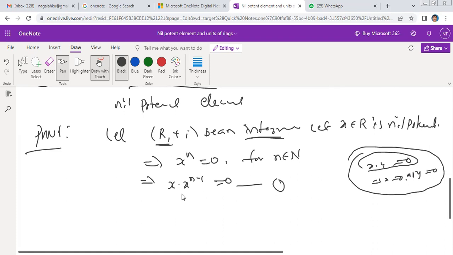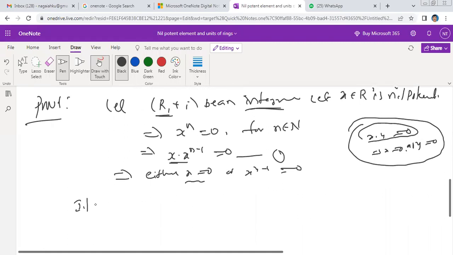Since x into x to the power of n minus 1 is equal to 0, and since R is an integral domain, the product of these two terms is equal to 0. What happens here? Either x is equal to 0 or x to the power of n minus 1 is equal to 0. If I take x is equal to 0, then 0 square is equal to 0. If you take x is equal to 0, then what is 0? Nilpotent element.